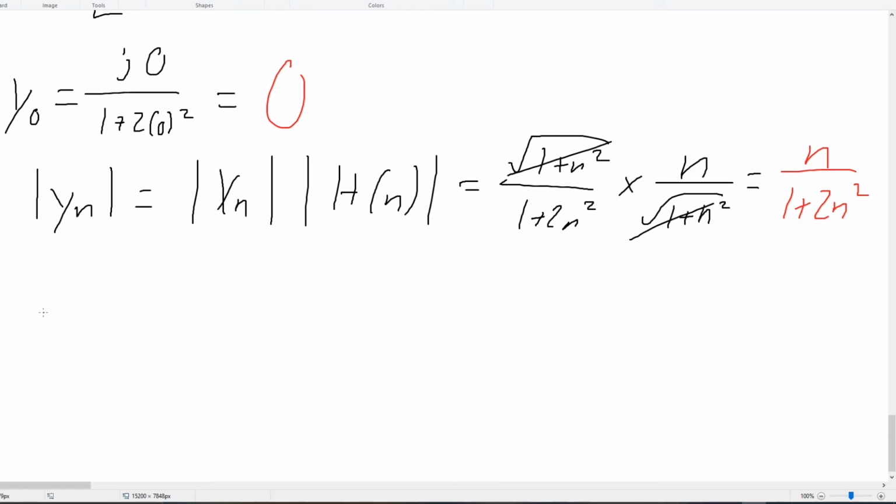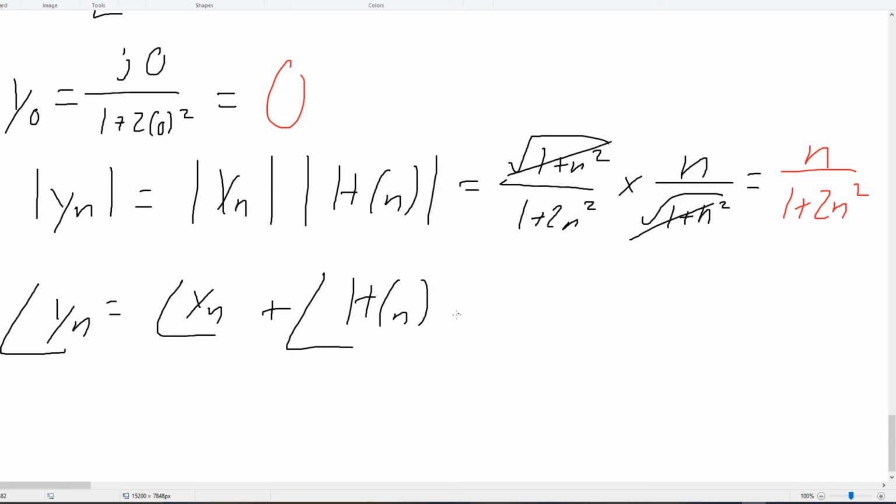Anyway, now we go on to the angle of yn. This one's going to be a little bit different. This one's going to be the angle of xn plus angle of hn. So the angle of xn is equal to tan inverse n, and that's going to be plus the value of hn over here.